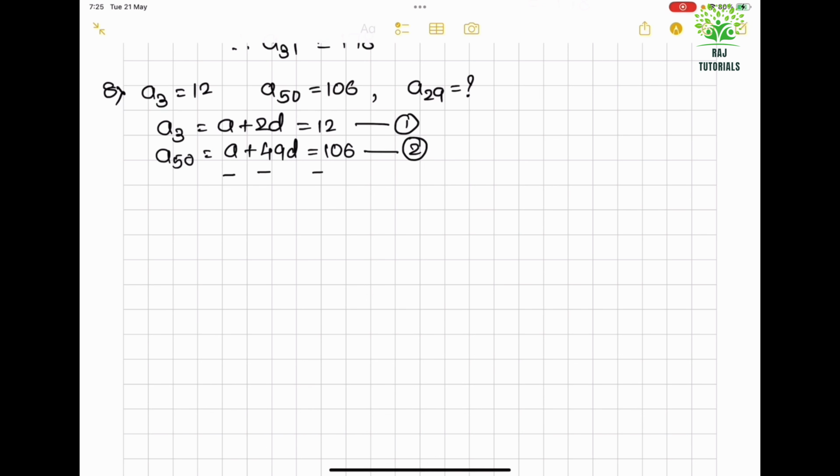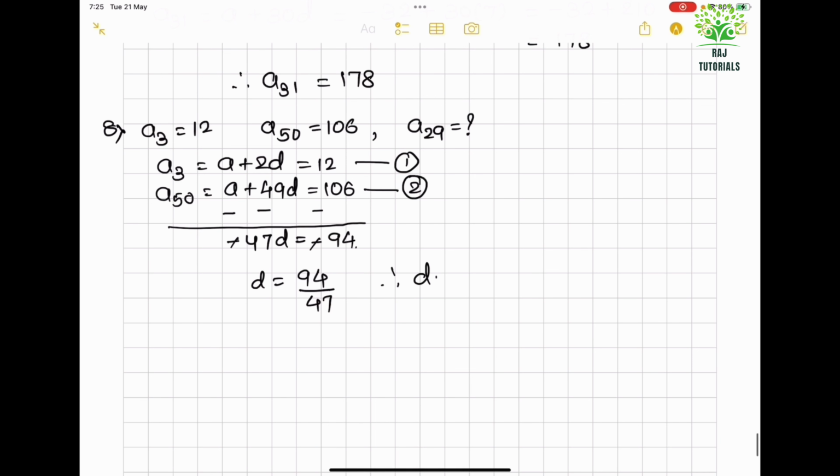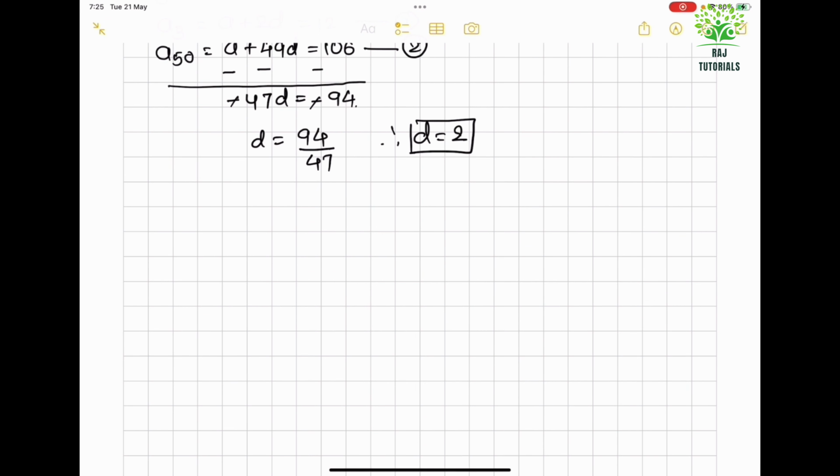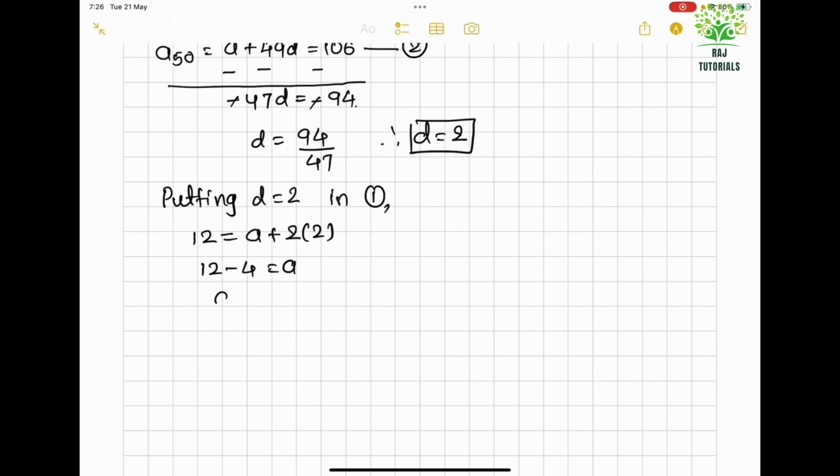So equation 2. Now subtracting them, minus 47D will be equal to minus 94. So minus minus cancel. So D equal 94 by 47. So therefore D equal to 2. Now I got the value of D. I will be putting the D value. Putting D equal to 2 in equation 1, I will get 12 equal to A plus 2 into 2. So 12 minus 4 equal to A. So A equal to 8.